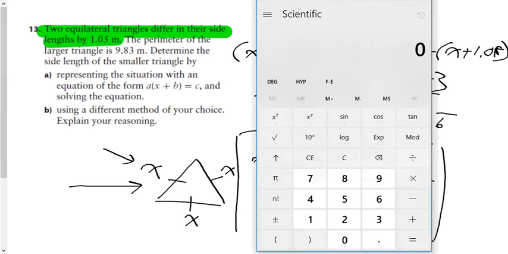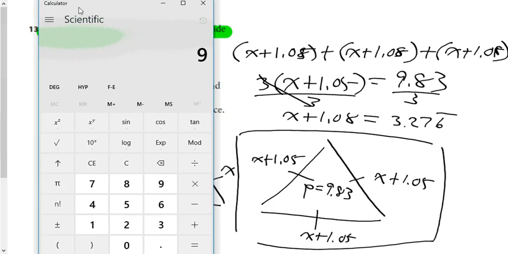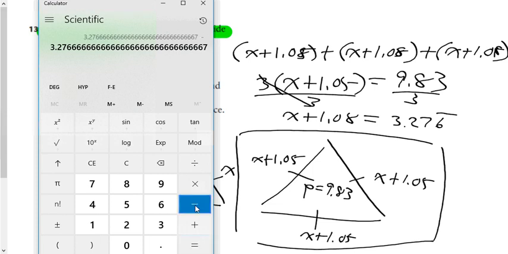I should have kept it in the calculator. Hang on, let me just do this again. 9.83 divided by 3 equals, what am I going to take away from that? 1.05. Take away 1.05 equals, something screwed up here somewhere. No, that's it? So that's x, correct? X equals that. Is that right?